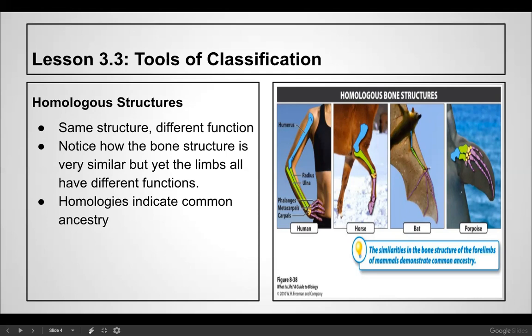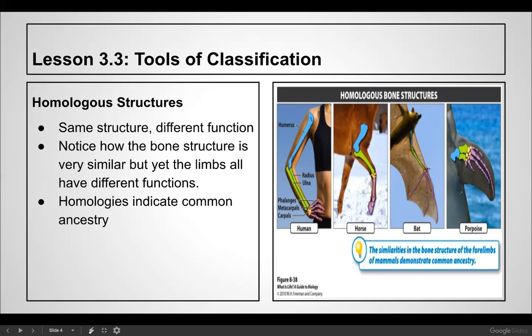So similar structures. Homo means the same. So homologous bone structure allows a classification specialist to look at it and go, they must be of the same lineage as far as arm bones go. So same structure, different function. Notice how the bone structure is very similar, but yet the limbs all have very different functions.